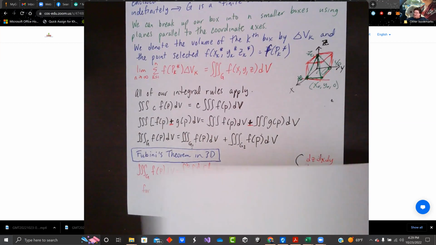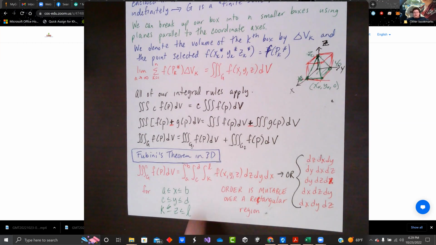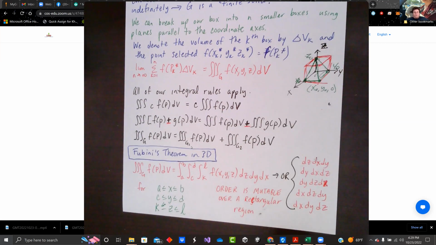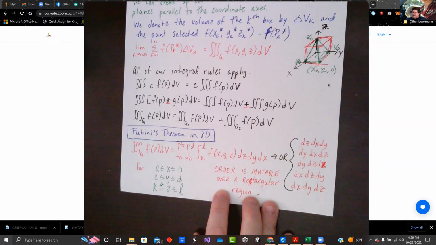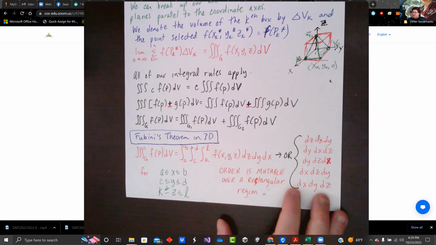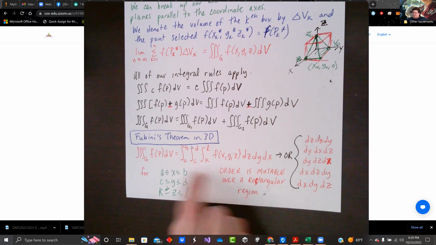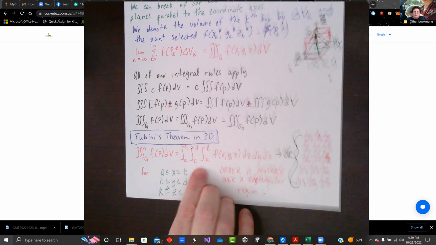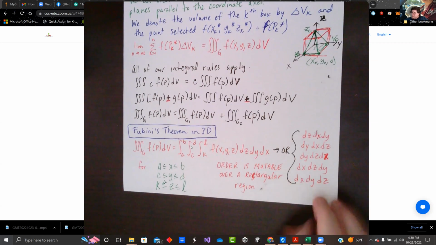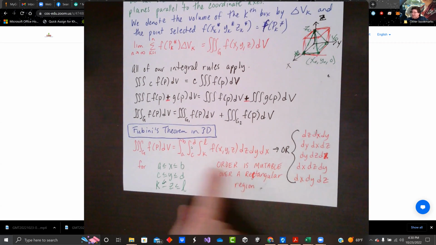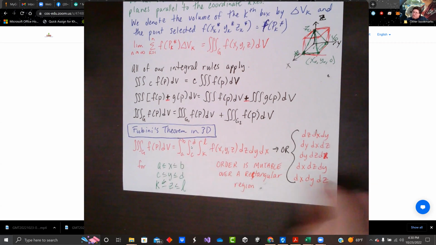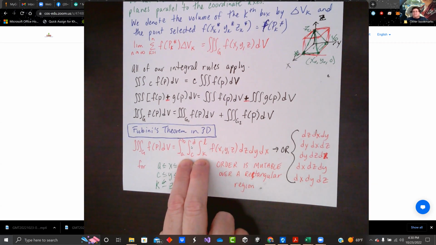We had Fubini's theorem in 2D, which said we could just change the order of the integrals. We can do this here, assuming that the order is mutable. It's a rectangular region, so our integrals are constants, and there are no functions up here in our limits of integration. And so we could do any order of these. I didn't draw them all out, but depending on the order here, it changes the order of the differentials out here.